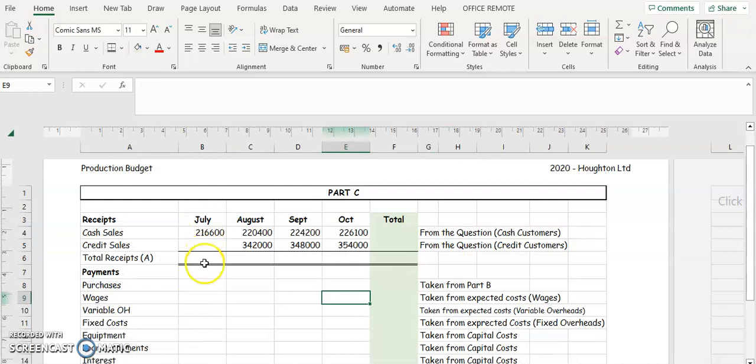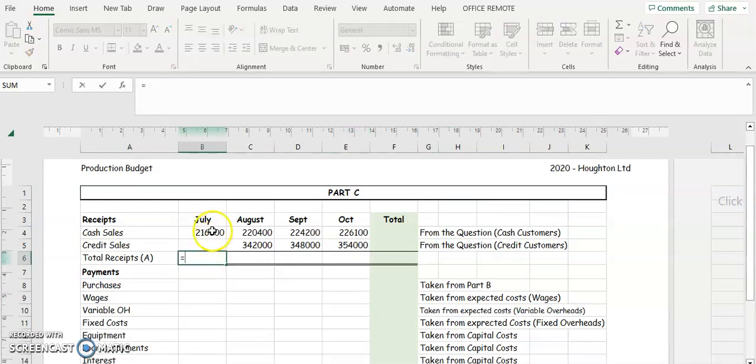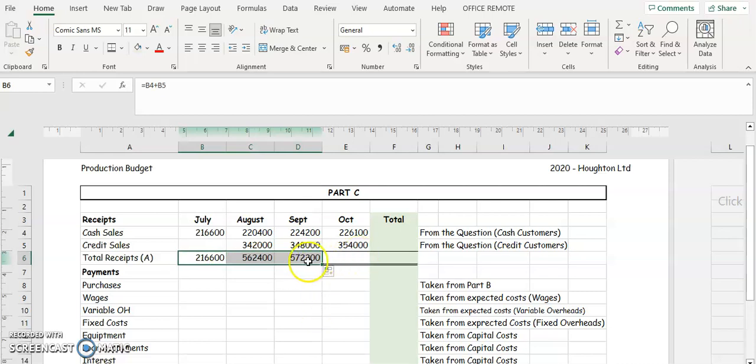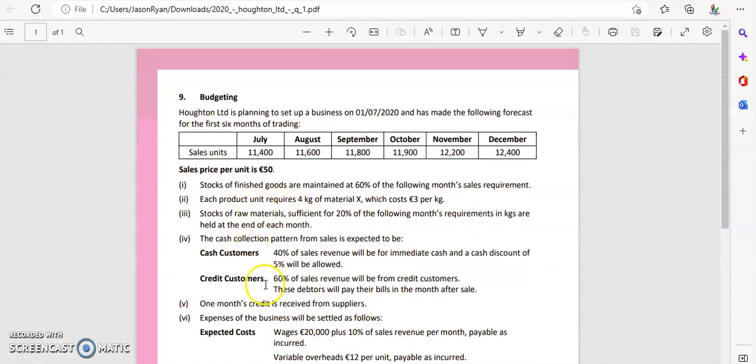So what we do then is add up what we have in each of our columns for the months. That's going to be our receipts from our sales. This question is telling us that it's broken up into two, cash and credit, with a little bit of discount and a calculation of 40% received through cash. The rest, 60%, is received through credit, and we do a working on it.